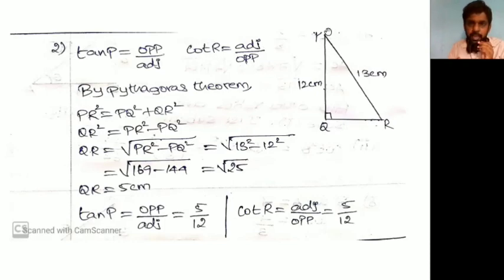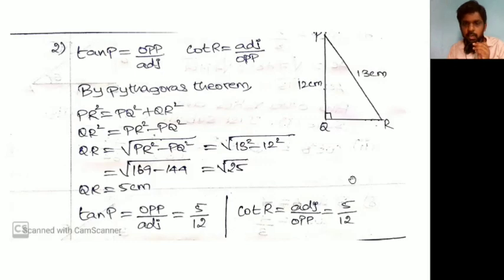So where is the angle P here? This is angle P. The side which is opposite is this one, and adjacent is this one. So opposite is QR, which is equal to 5. Adjacent is PQ, which is equal to 12. Therefore, opposite by adjacent is given by 5 divided by 12.